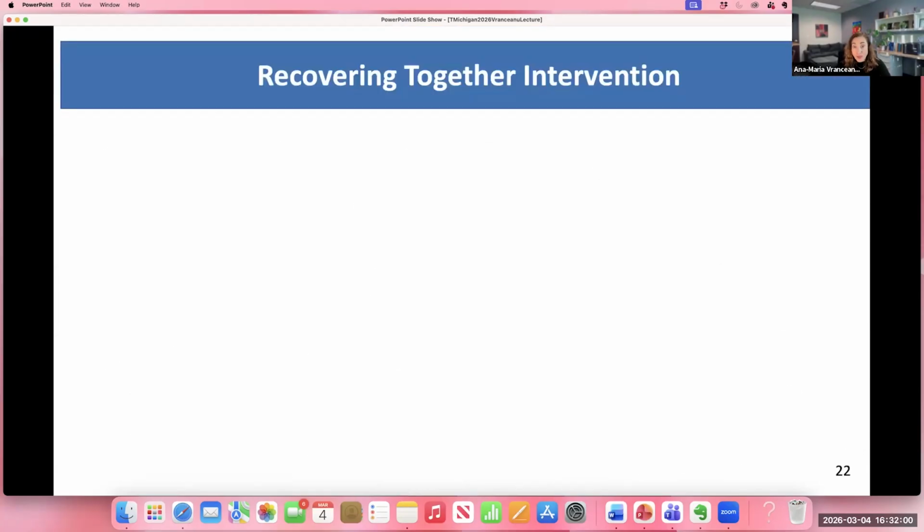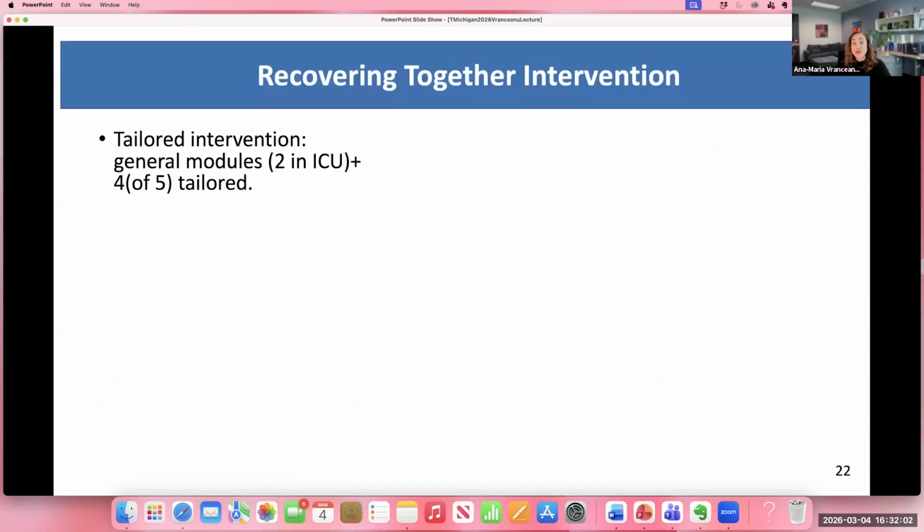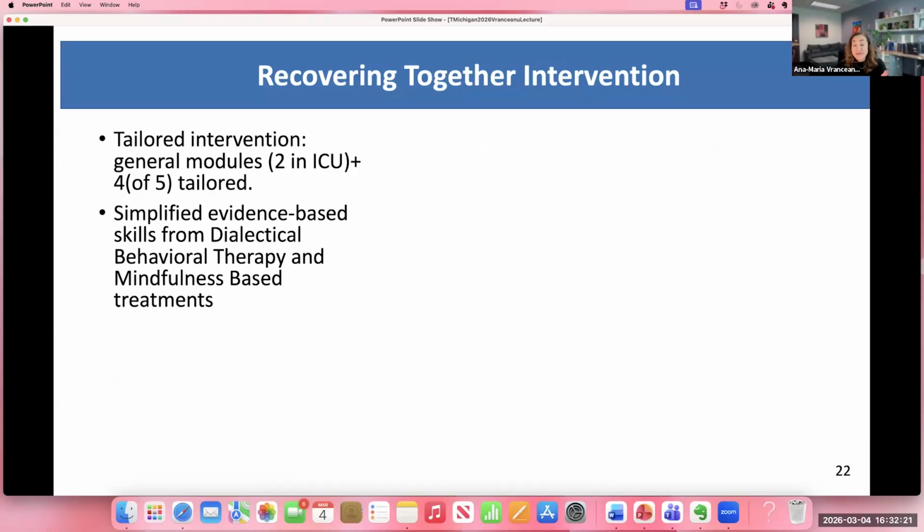Okay, so this is our intervention. As I mentioned, it's tailored. It has two general sessions that are delivered at bedside in a Neuro ICU. Then we have 5 sessions, and out of those 5 sessions, clinicians use 4 based on the dyad's presentation. We didn't invent any skills. These were evidence-based skills that we took from dialectical behavioral therapy as well as mindfulness-based treatments. We had some cognitive skills that were introduced later on in the sessions.